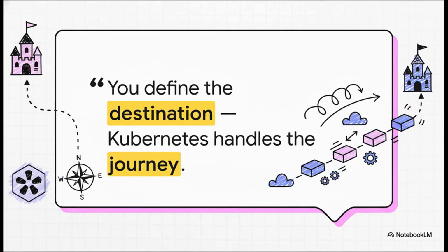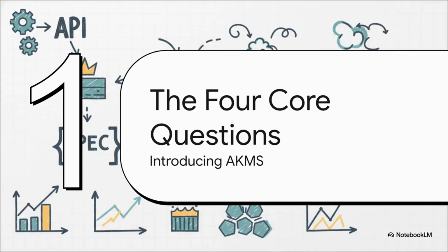I love this way of thinking about it. You define the destination, that final desired state. Kubernetes, with all its amazing controllers and control loops, figures out the journey all by itself. Your job is to say what, and Kubernetes' job is to figure out how. So how do we actually describe that destination? Well, it turns out that every single Kubernetes manifest, from the most basic pod to the most complex thing you can imagine, is really just answering four fundamental questions.